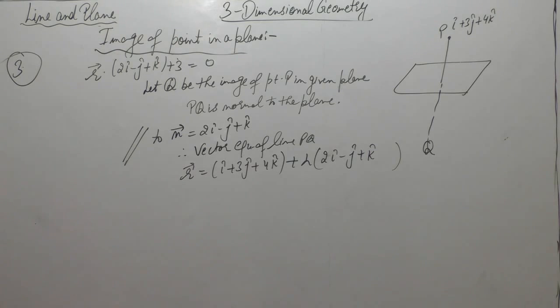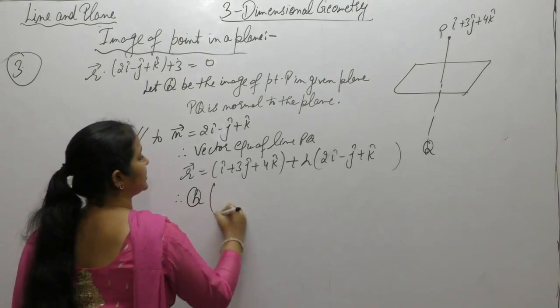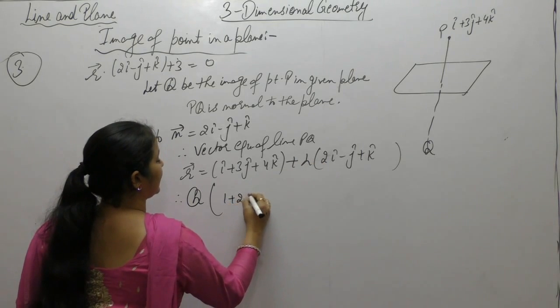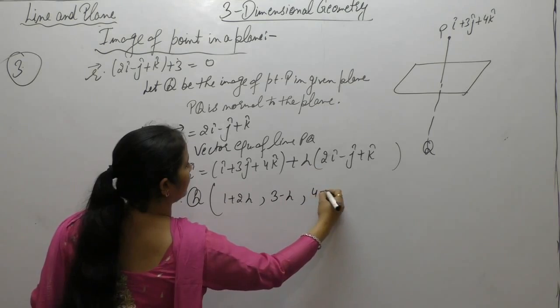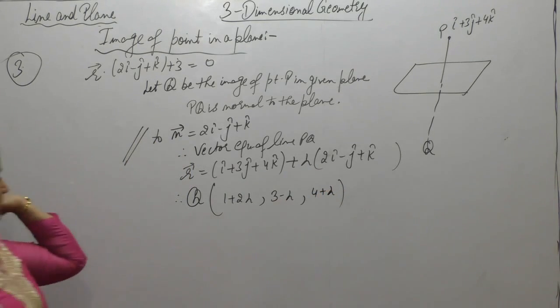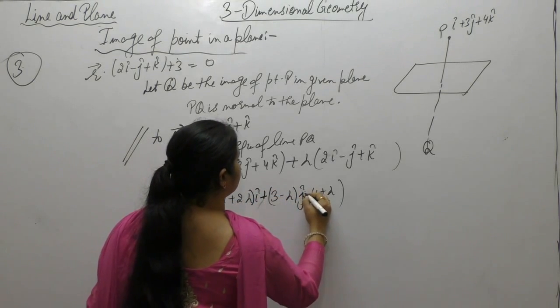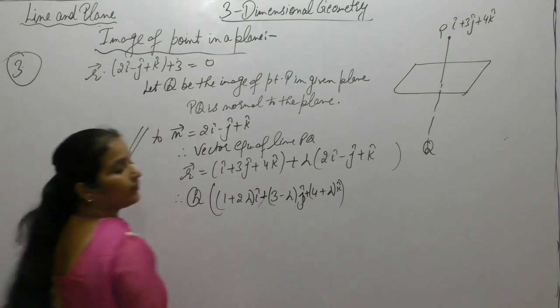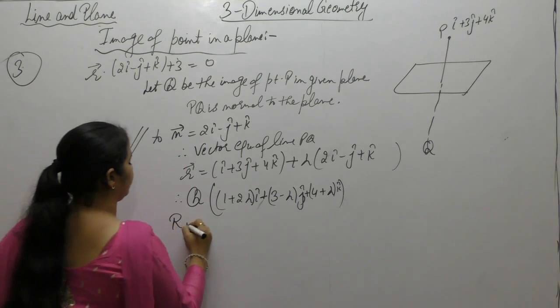Also Q lies on PQ. Therefore, coordinates of Q will be 1 plus 2 lambda, 3 minus lambda, 4 plus lambda. Now R is the midpoint of PQ.